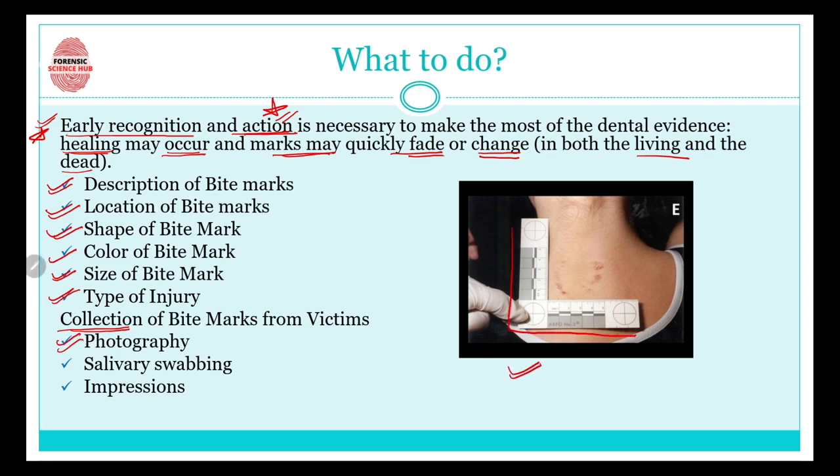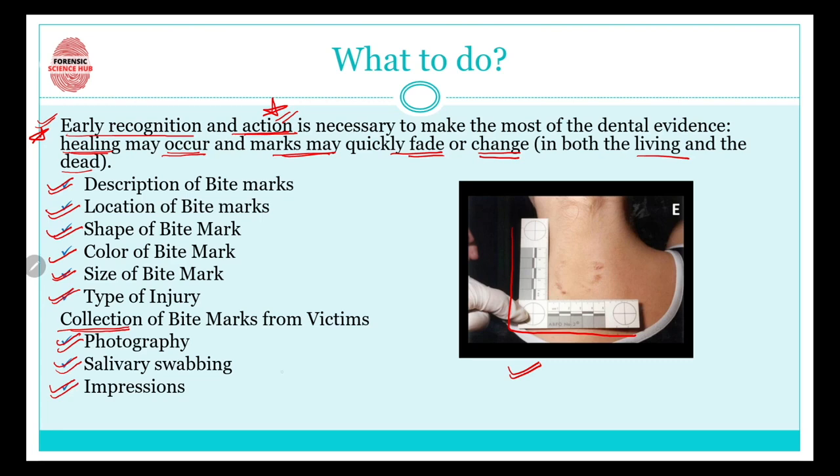Scale has to be placed near the bite mark and then a photograph has to be taken. The photograph has to be very clear, telling about the location of the bite mark, the shape, color, size, everything has to be captured in that photograph. After photography is done, saliva swabbing and impressions will be made.